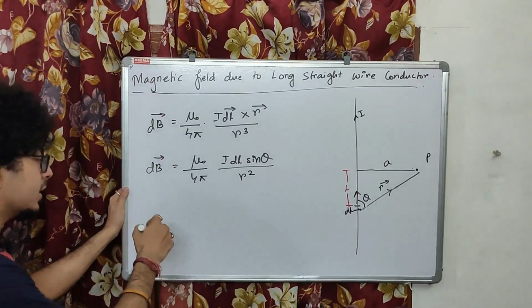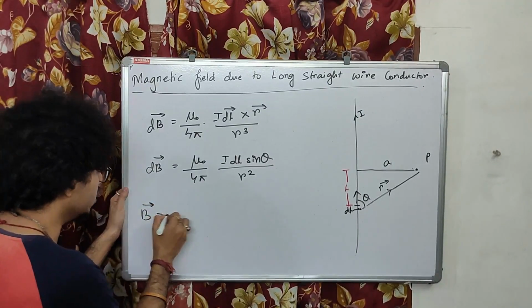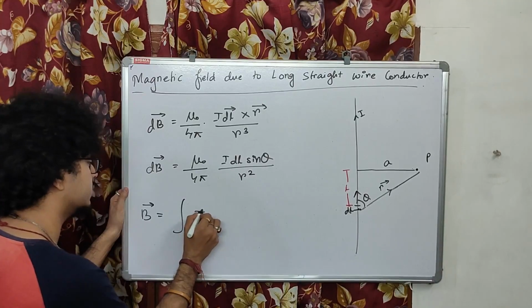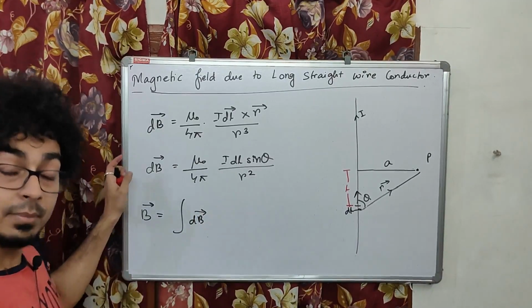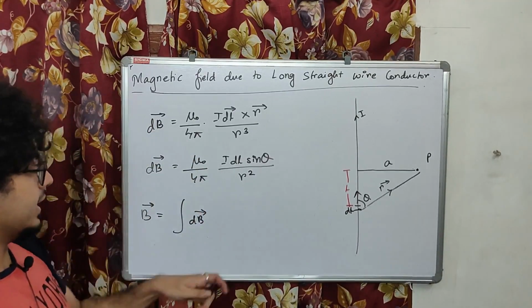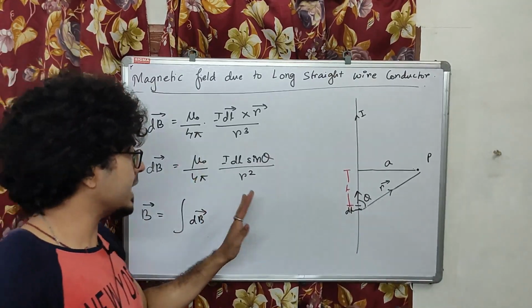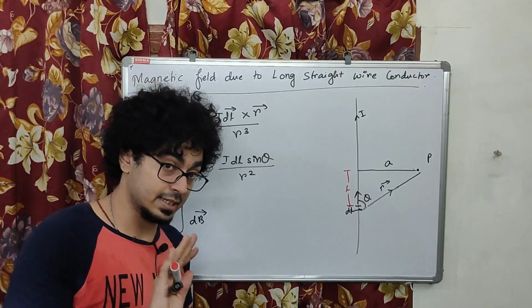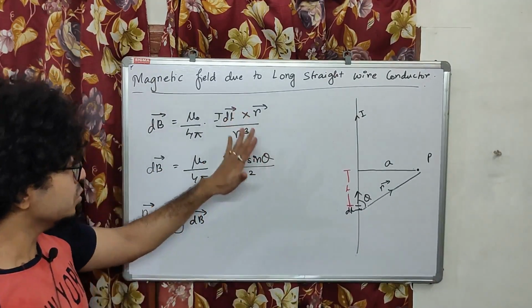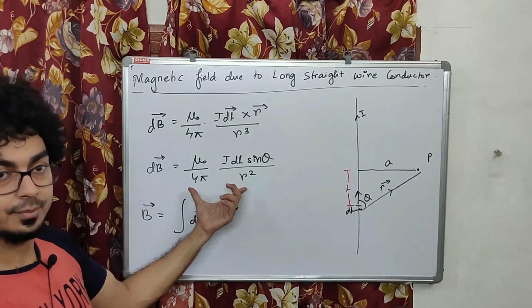Now what you have to do? The total magnetic field is going to be the integration of dB. That's how you have to do it. But that is not as easy as I am telling. See why I am saying that it is not so easy. Just understand it here. You cannot integrate this part right away.